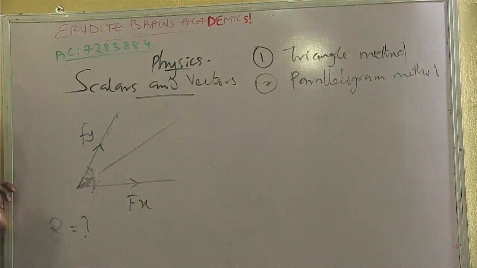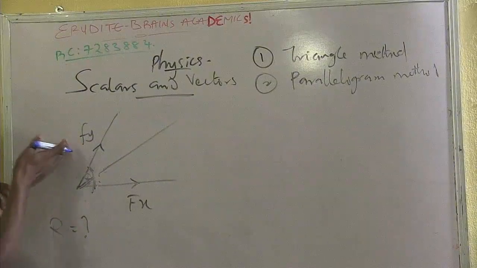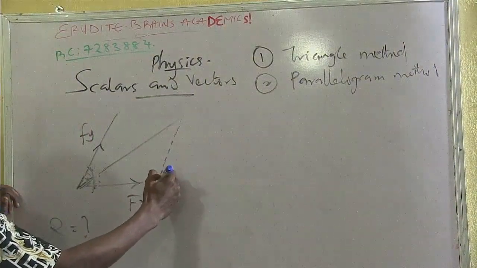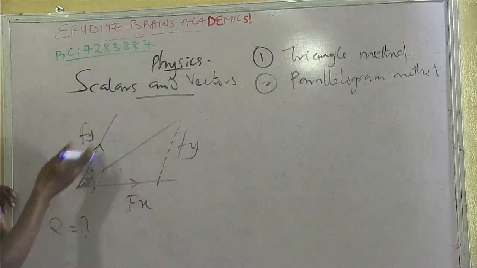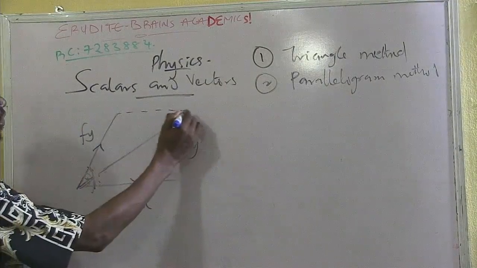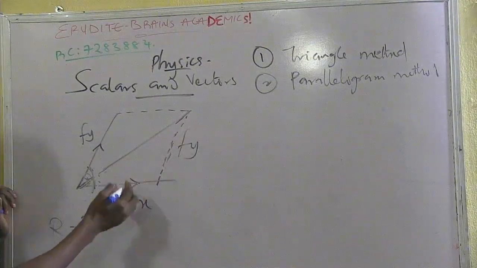Alright, so okay, transferring this particular force to this side, since this side is Fy, I can make this side look like Fy too. Whatever we have there, we have it here, and whatever we have down there, we have it here too. So obviously this looks like a parallelogram.